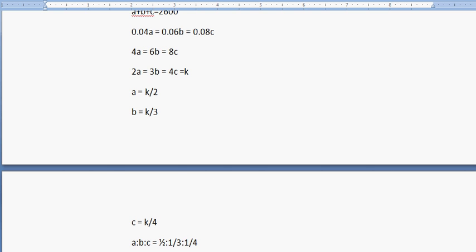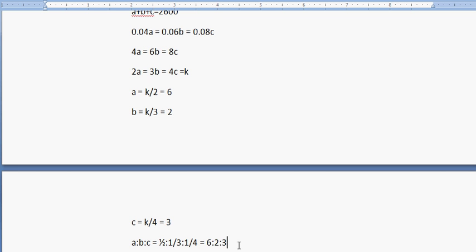And now if we have to convert it into numbers, let's multiply all the 3 terms by 12. Let's put K is equal to 12 here. What we would get is 6, 2, and 3, right? So the ratio would become 6 ratio 2 ratio 3.